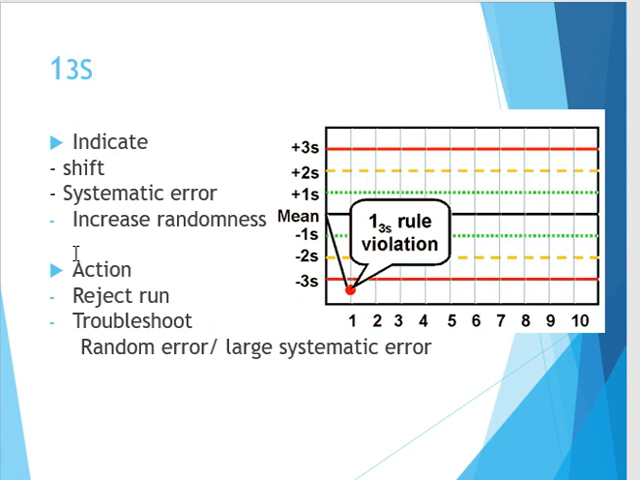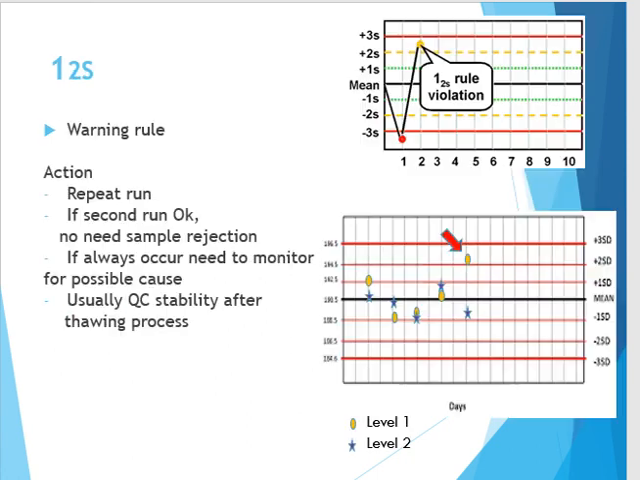Okay, so this is the 1-3S rule, meaning that one QC is outside 3 SD. It indicates a shift, systematic error or increased randomness. What is our action? We need to reject the run and do troubleshooting. When I say reject run, if you ran patient samples during this time, you need to reject those results. You need to troubleshoot the QC first, and after it is okay within plus minus 2 SD, you need to repeat the patient samples that had been run during this time. Okay, I hope you understand.